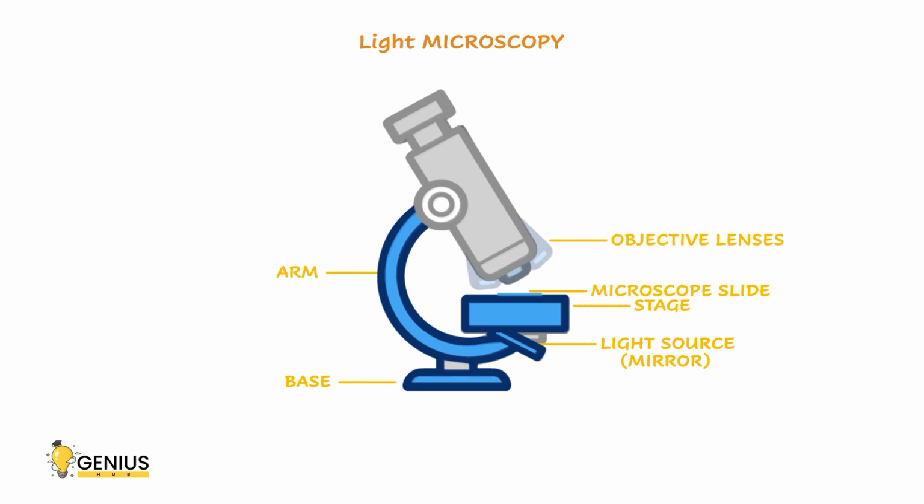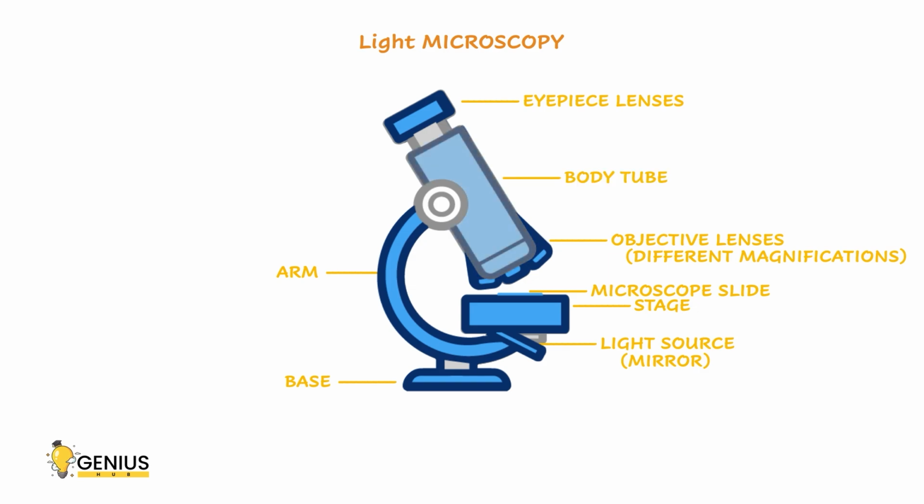There are usually 3 objective lenses with different magnifications, like 10x, 20x, and 50x. The eyepiece lens at the top has a fixed magnification and is where we look through the microscope. Other important parts include the body tube and the coarse and fine focusing knobs, which help adjust the image.